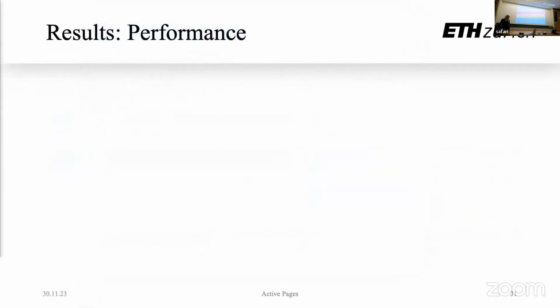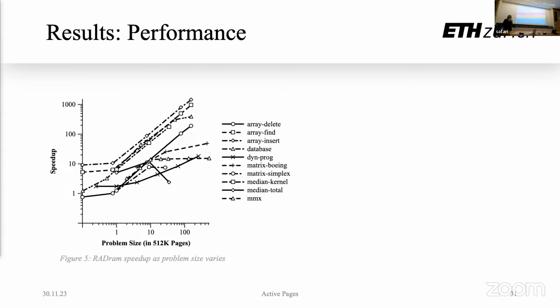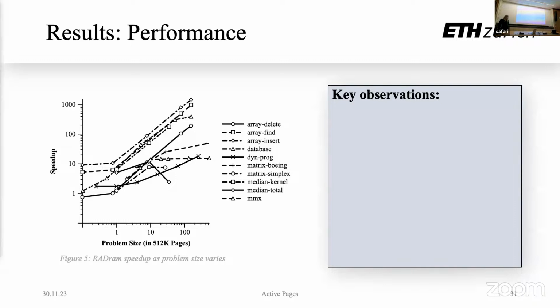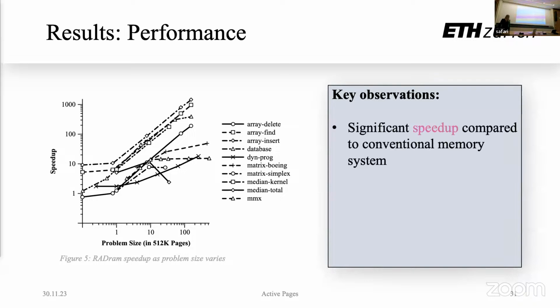So now to the results. The applications were run on varying problem size. Here, the problem size is given in terms of the number of active pages, where each active page represents a 512 kilobyte superpage. Two key observations can be made. First, all of the applications execute better on the RDRAM system than they do on a conventional memory system. And the second observation is that the results scale as expected.